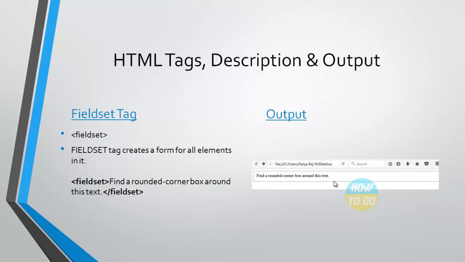Next comes the fieldset tag. The fieldset tag creates a group for all elements in it. Fieldset, now comes the text, and we are closing the fieldset. So the output for the same will be in this way. There will be a box drawn around the complete text that we have created. So that is used for creating a corner box or a rounded box along the text.